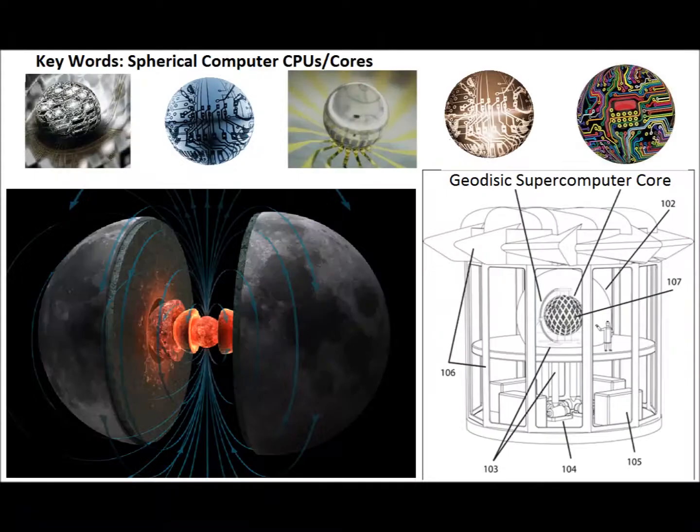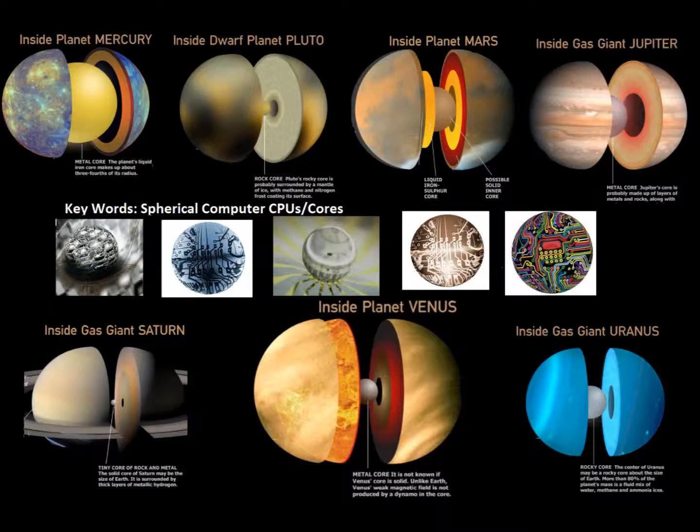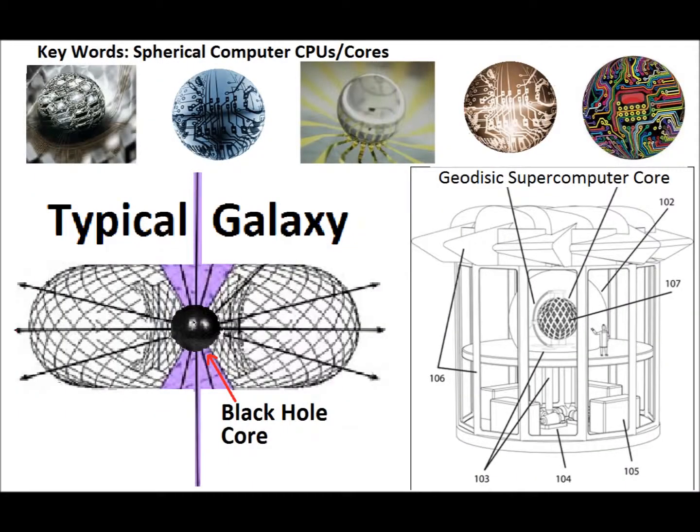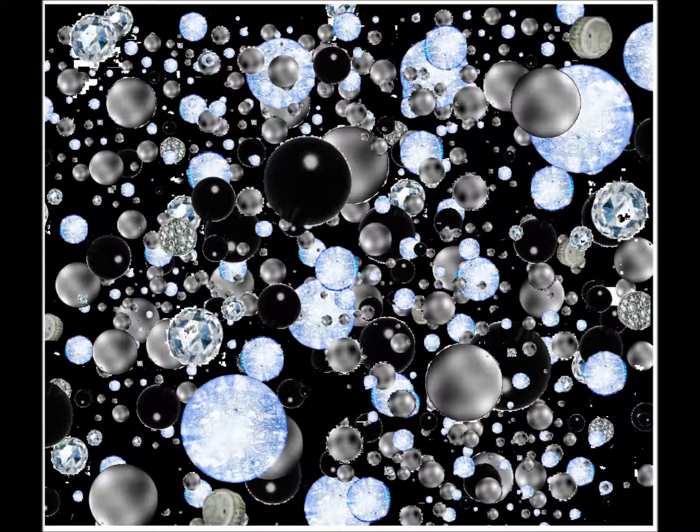The cores of the suns, the cores of the planets, are also mirror images of CPUs, computers, spherical computer chips and CPUs. The same could be said for the galaxies. The cores of the planets, the suns, the galaxies are part of a system of cores and orbit around cores and orbit around cores and orbit around cores.